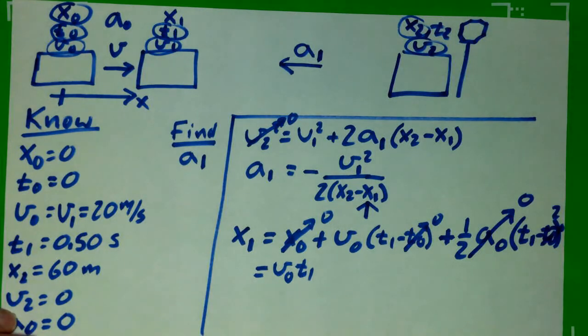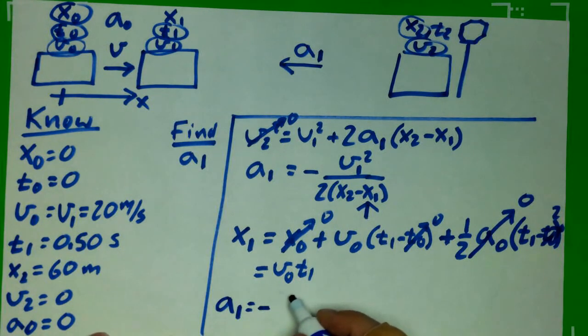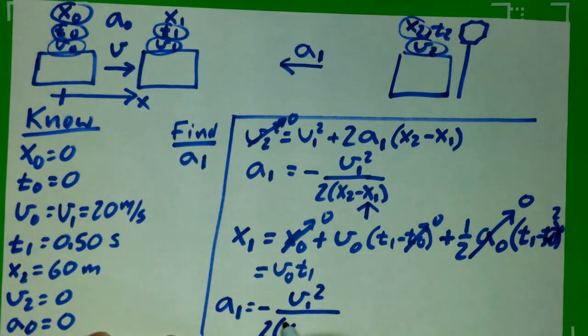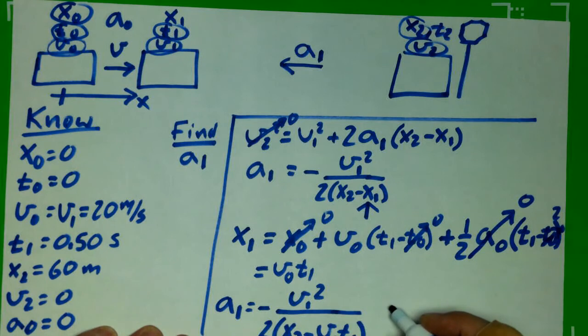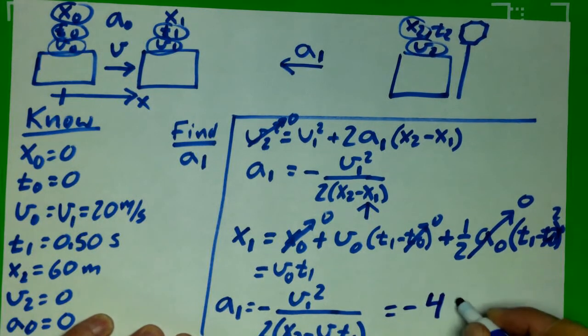Okay, so now that we have this, we can plug that into there and get our answer. This is basically where I'd say the problem ends, but we can assess the final answer. You can say a1 is now equal to a negative, it's decelerating, v1 squared over twice x2 minus v0 t1. If I plug in all my numbers there, I'm going to end up with a negative 4 meters per second squared.